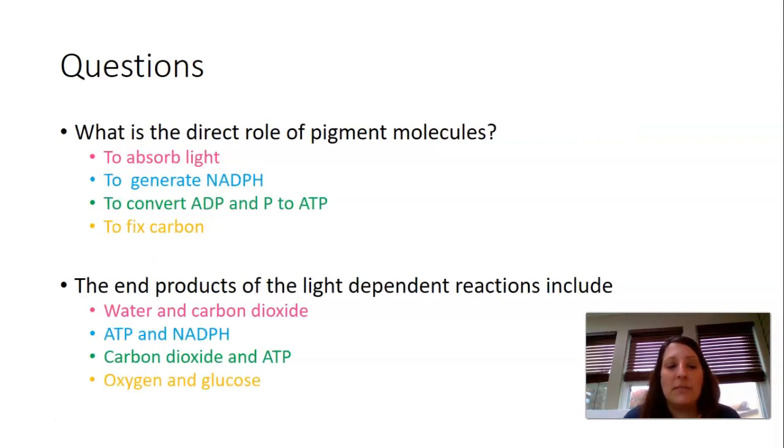Okay, next question. What is the direct role of pigment molecules? So remember, our pigment molecules are chlorophyll A and B, and then carotenoids like beta-carotene. Okay, those are going to be involved here. What is their role? Are pigment molecules responsible for absorbing light, for generating NADPH, converting ADP and inorganic phosphate to ATP, or are pigment molecules responsible for carbon fixation? So what is the direct role of pigment molecules? Take a second to think about that.